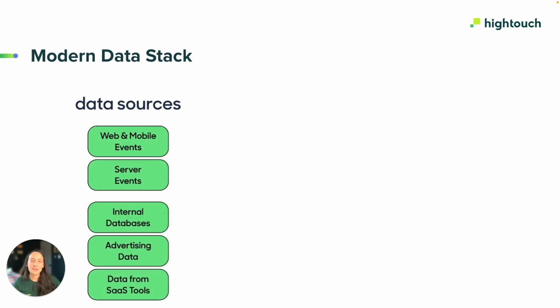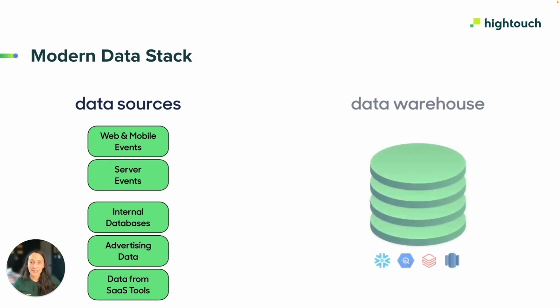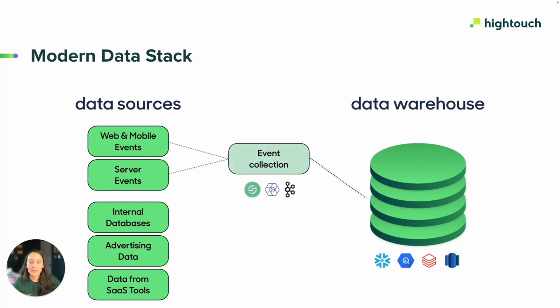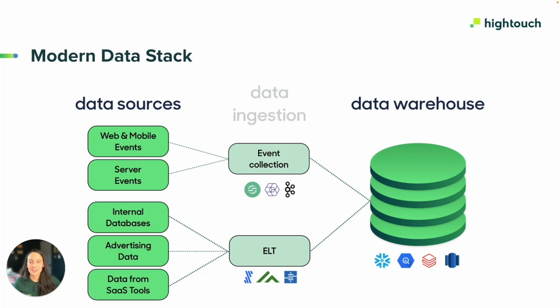As companies progress in their data maturity journey, they're often collecting data from many disparate sources. At that point, it makes sense to invest in a data warehouse like Snowflake, Google BigQuery, Databricks, or Amazon Redshift. Tools like Segment and Snowplow collect customer events, while ELT providers like Fivetran and Stitch pipe data into your warehouse. Ideally, all your data gets pushed into your data warehouse in a process called data ingestion.